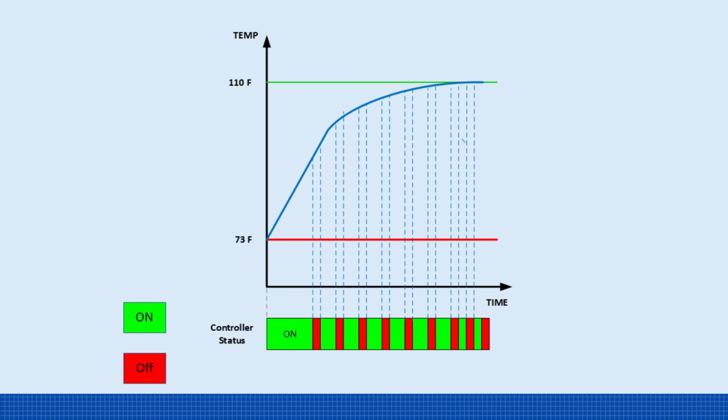While integral looks at error over time, derivative looks at how fast the process value is changing. If the temperature is rising quickly toward the set point, derivative action reacts to that rate of change and reduces the controller output early. This helps slow the system down as it approaches the set point, reducing overshoot and making the process settle more smoothly.